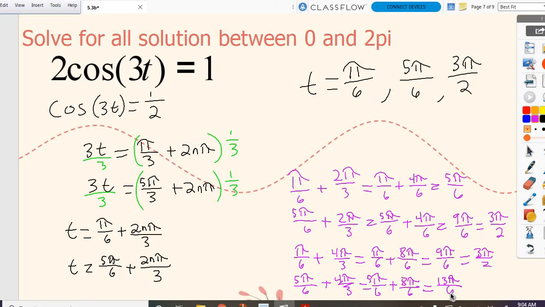Notice that we would get 6π/3. Well, 6π/3 reduces to 2π. And since I'm only wanting the answers between 0 and 2π, anything that I add to 2π is going to make it bigger than 2π, obviously. So we know that that would be the last of my solutions.